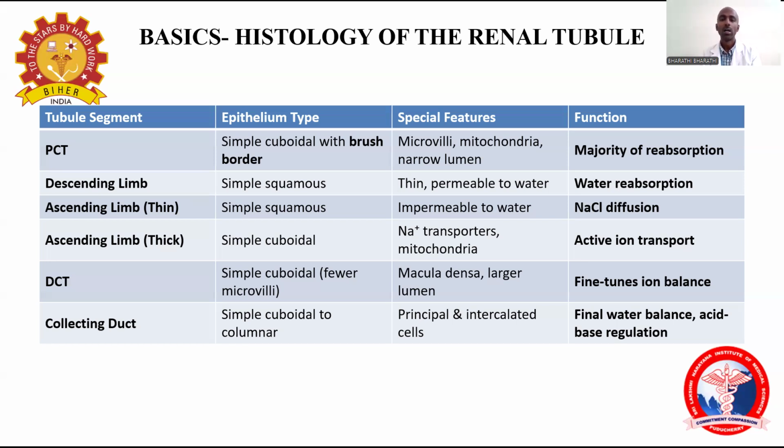Then the DCT, the distal convoluted tubule. The distal convoluted tubule is lined by simple cuboidal epithelium. It also has microvilli, but compared to the proximal convoluted tubule, the distal convoluted tubule has very few microvilli, and because of this, the lumen is large compared to that of the PCT.